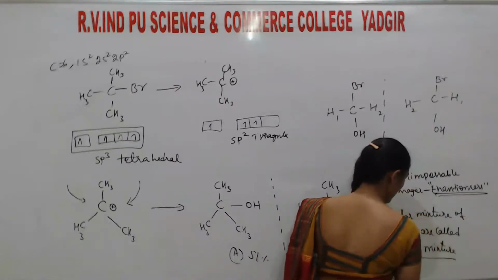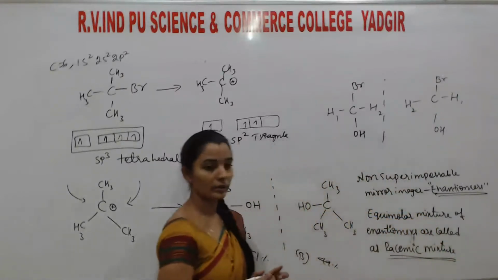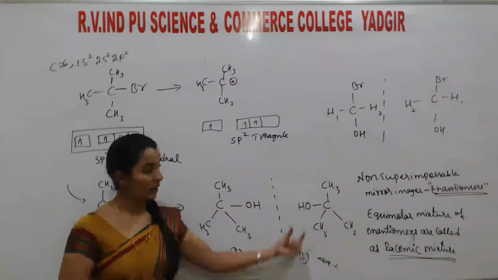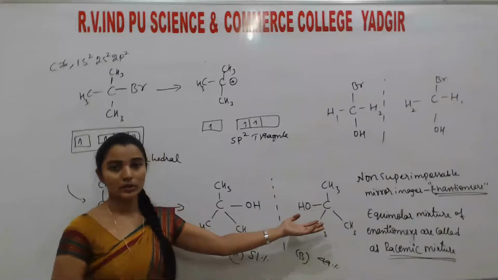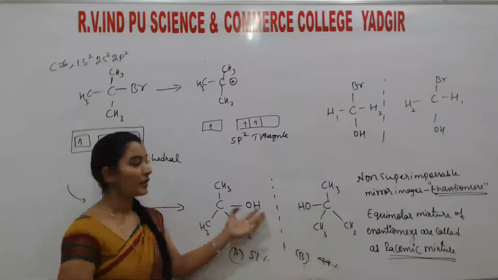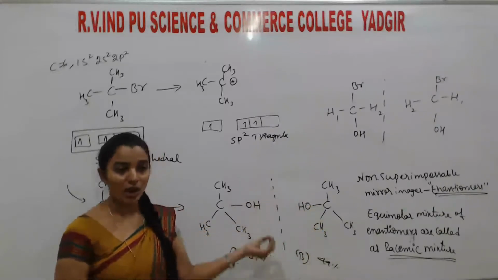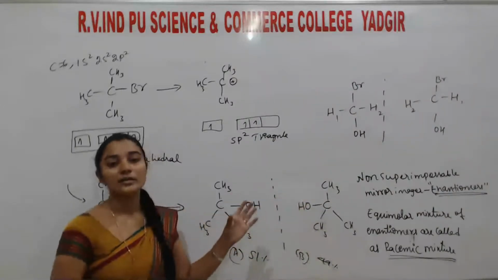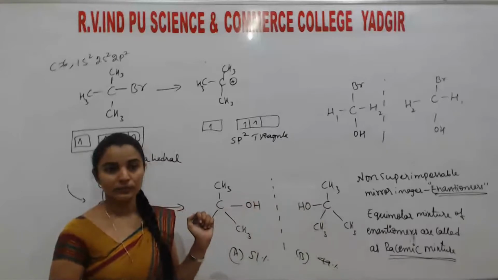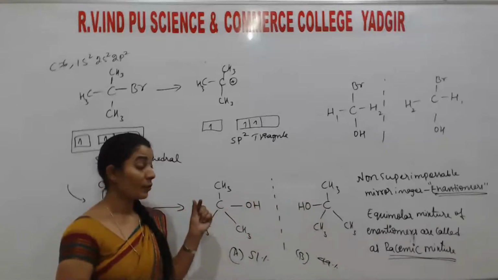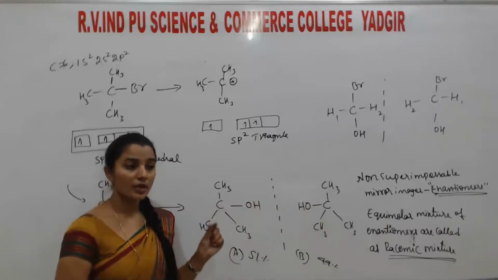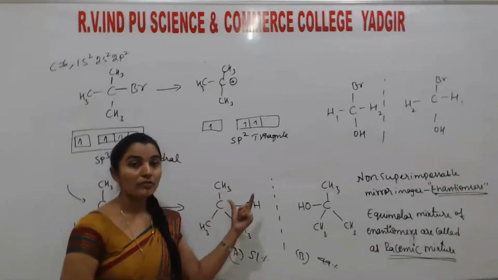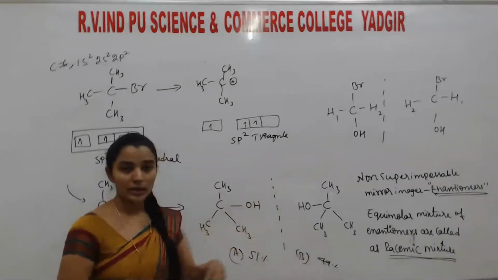This is also important for biology. The mixture of these two enantiomers is called what? Racemic mixture. And the process of formation of an equimolar mixture of enantiomers is called racemization. Understood? The process of formation of an equimolar mixture of enantiomers is called racemization.